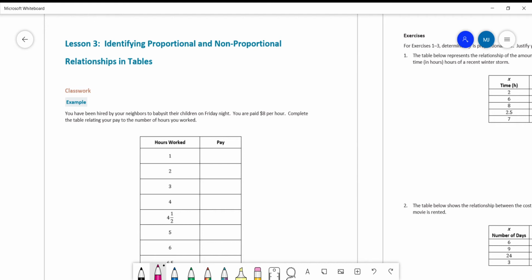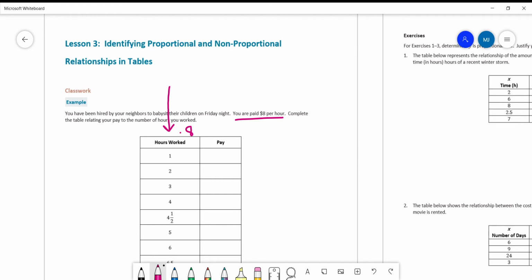So on this particular question, you've been hired by your neighbors to babysit their children on Friday night, and you're paid $8 per hour. Complete the table relating your pay to the number of hours you worked. So, if you're paid $8 for every hour, what are you going to do to figure out how much you're paid? You're going to multiply. You're going to multiply your hours worked, which is here, times the $8 per hour. So take a minute and go through there and see if you can get those.